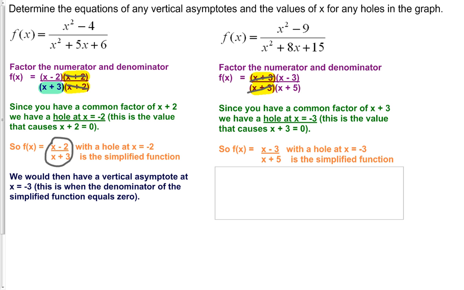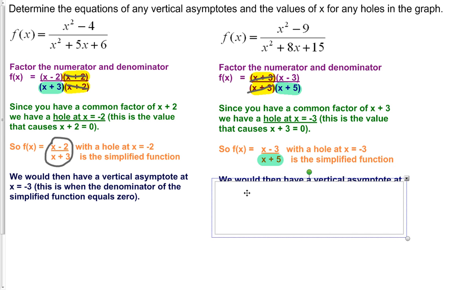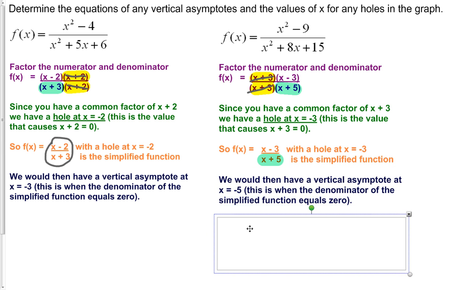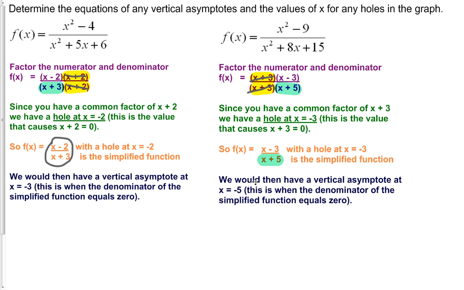Finally, we'll use this function here to determine where our vertical asymptote is. It's going to pop up in both of these places here. And our vertical asymptote is going to be at x equals negative 5, because that's when the denominator of the function in simplest form goes to 0.